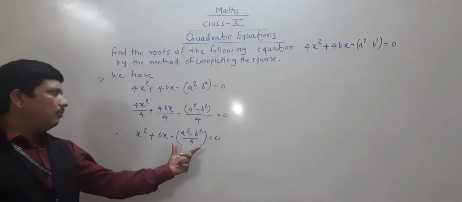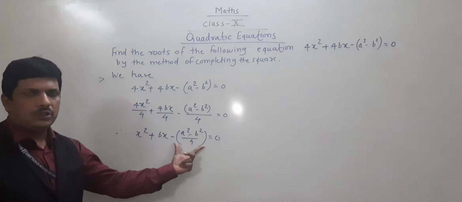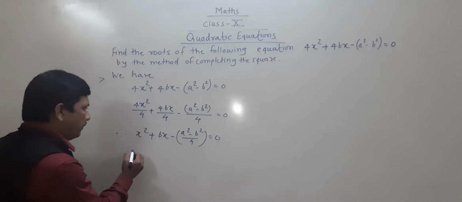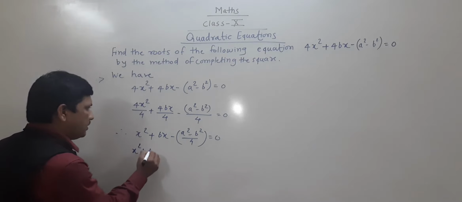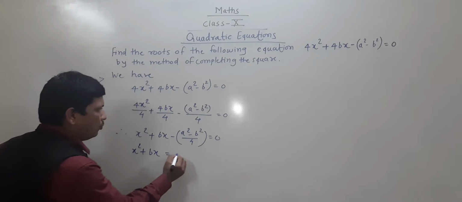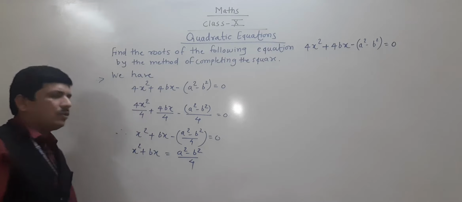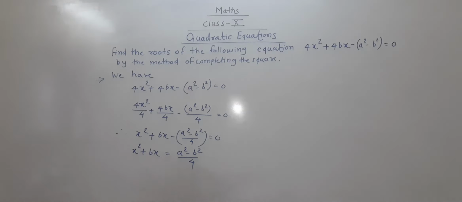Now this constant term we need to take to the RHS. So x square plus bx is equal to (a square minus b square) divided by 4.